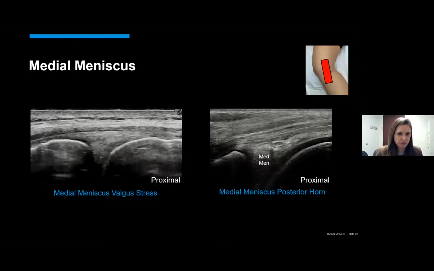Moving the transducer just posteriorly with the patient's knee extended, you can see the posterior horn of the meniscus as seen in this image here. And this is a good location to look for medial meniscus injuries. As an aside, it's also important to recognize that if you're evaluating this region, the semimembranosus tendon can actually be mistaken for a cyst in this area. So again, using the anisotropy to make sure that it's not a cyst and rather just the semimembranosus.